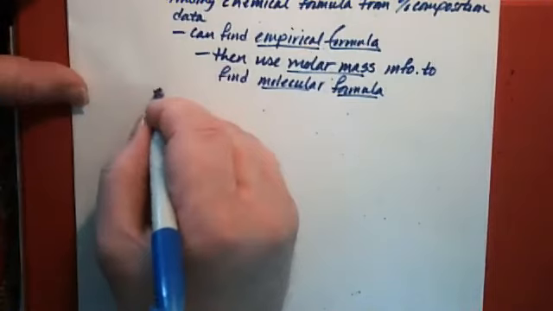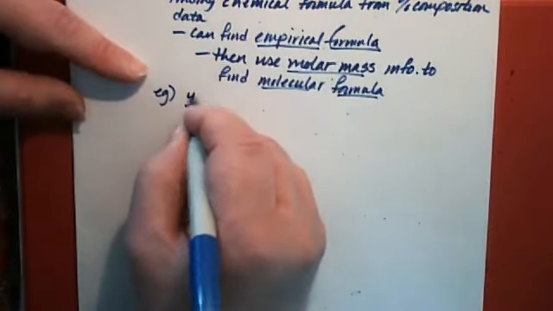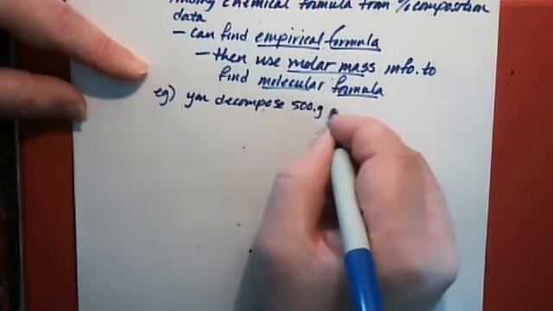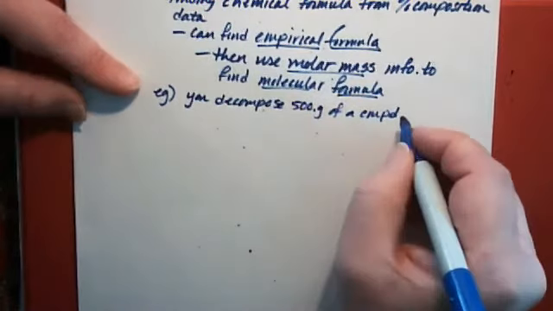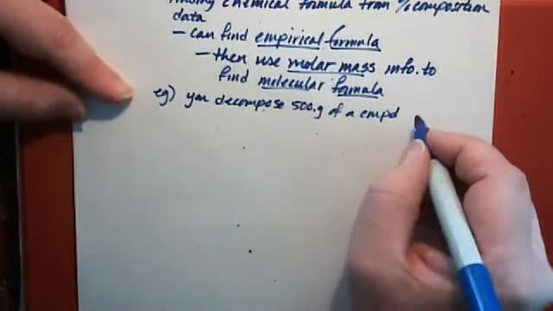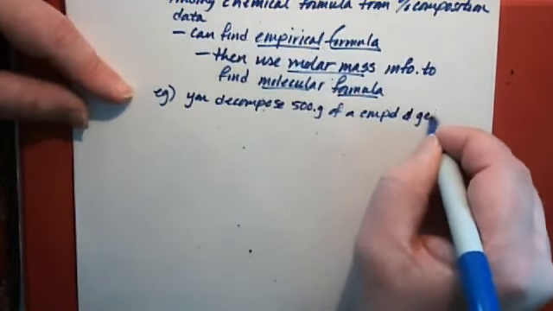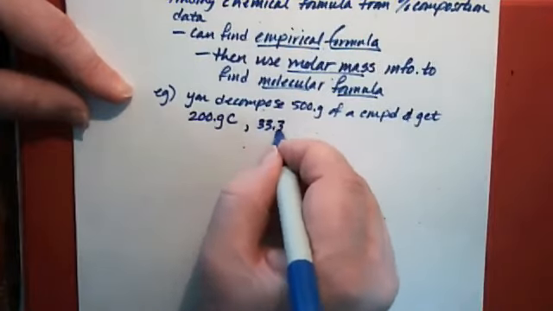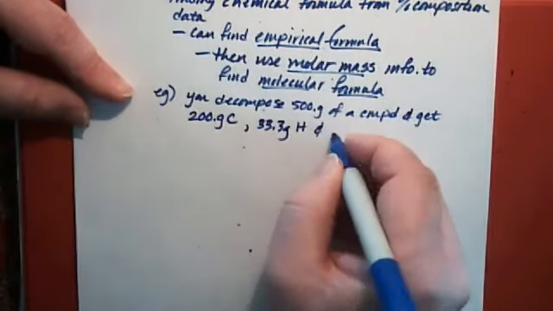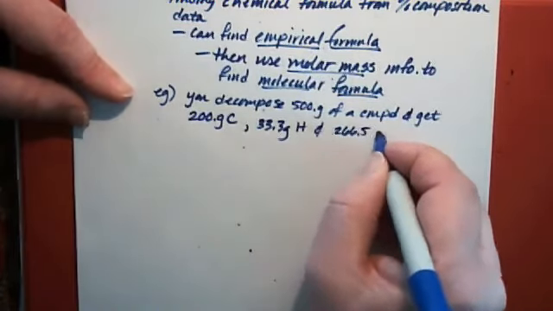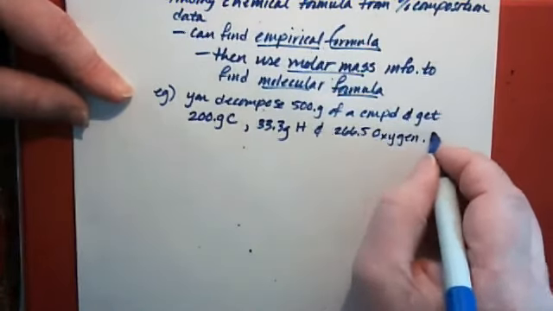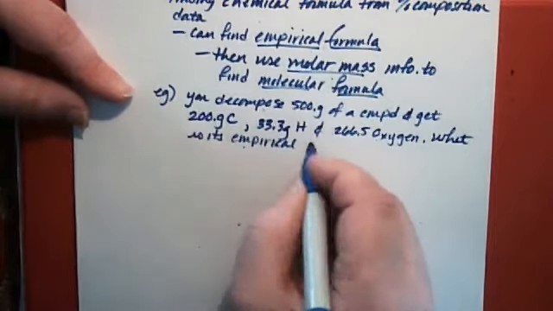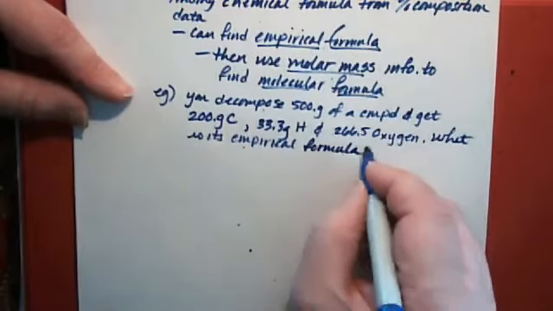Okay, so a good example of that would be something like this. You have 500 grams of a compound and you decompose it, and what you get out is 200 grams of carbon, 33.3 grams of hydrogen, and 266.5 grams of oxygen. And so the question would be, what is its empirical formula?